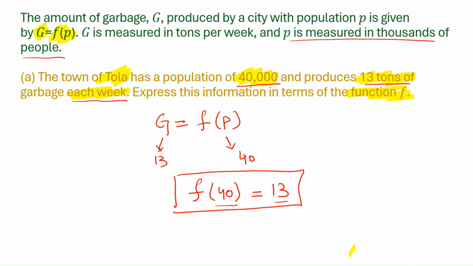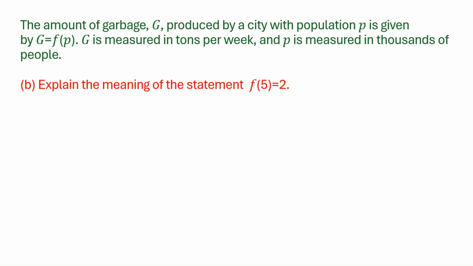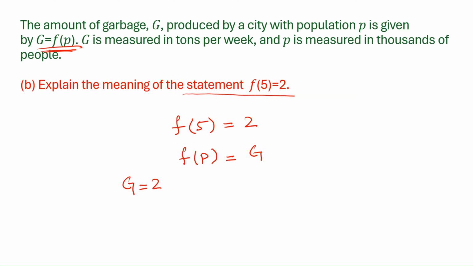Okay, now let's look at part B. They are asking us to explain the meaning of the statement f of 5 is equal to 2. So let's write this first: f of 5 is equal to 2. Now going back to the function that is given to us, f of p is equal to g. That means in our case, the value of g here is 2.